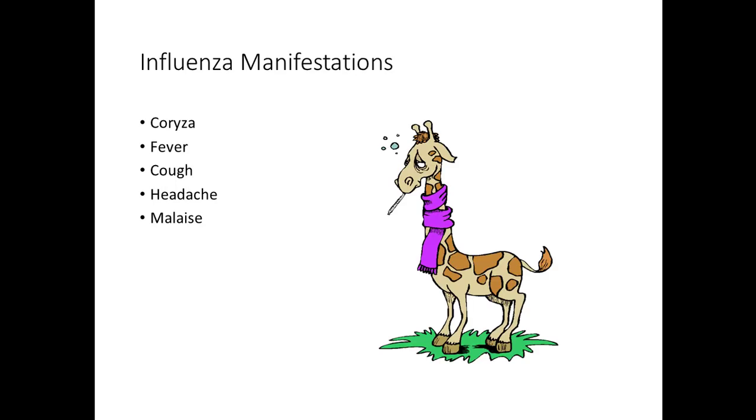Symptoms that we're going to see: coryza, which is the runny nose, fever, cough, headache, and malaise. You just feel terrible. In malaise, I want to include body aches because you just hurt everywhere. Everywhere.